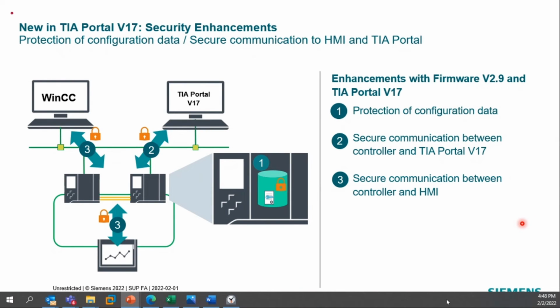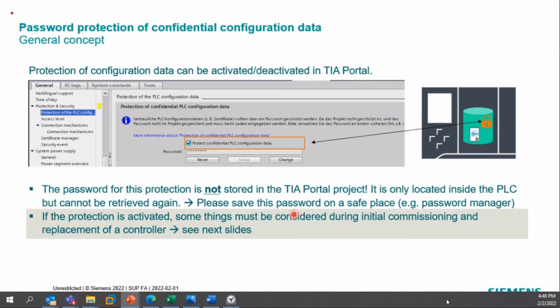The next part is the same thing we have already seen in the new features of 17 in the security part, and security is important. I'll not go into details because most of it we have already covered in the version 17 slides in the previous section. So if I want communication security between the CPU and the HMI, and with TIA Portal and WinCC, that is also possible with 1500 R/H. Secure communication is now possible.